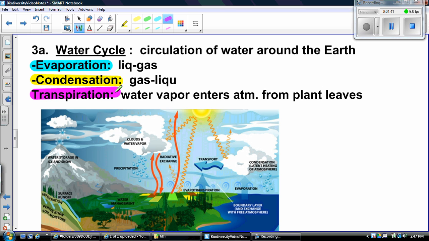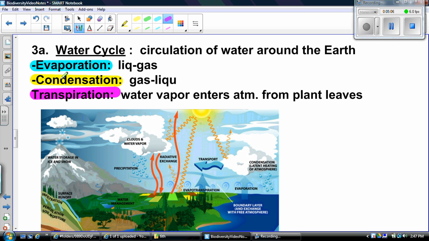So if we start thinking about how living things affect the water cycle, plants affect the water cycle because water leaves the plant leaves and goes into our atmosphere. So that's one way living things affect the amount of matter on Earth. Plants will actually allow the matter, which is water, to go from a liquid to a gas.